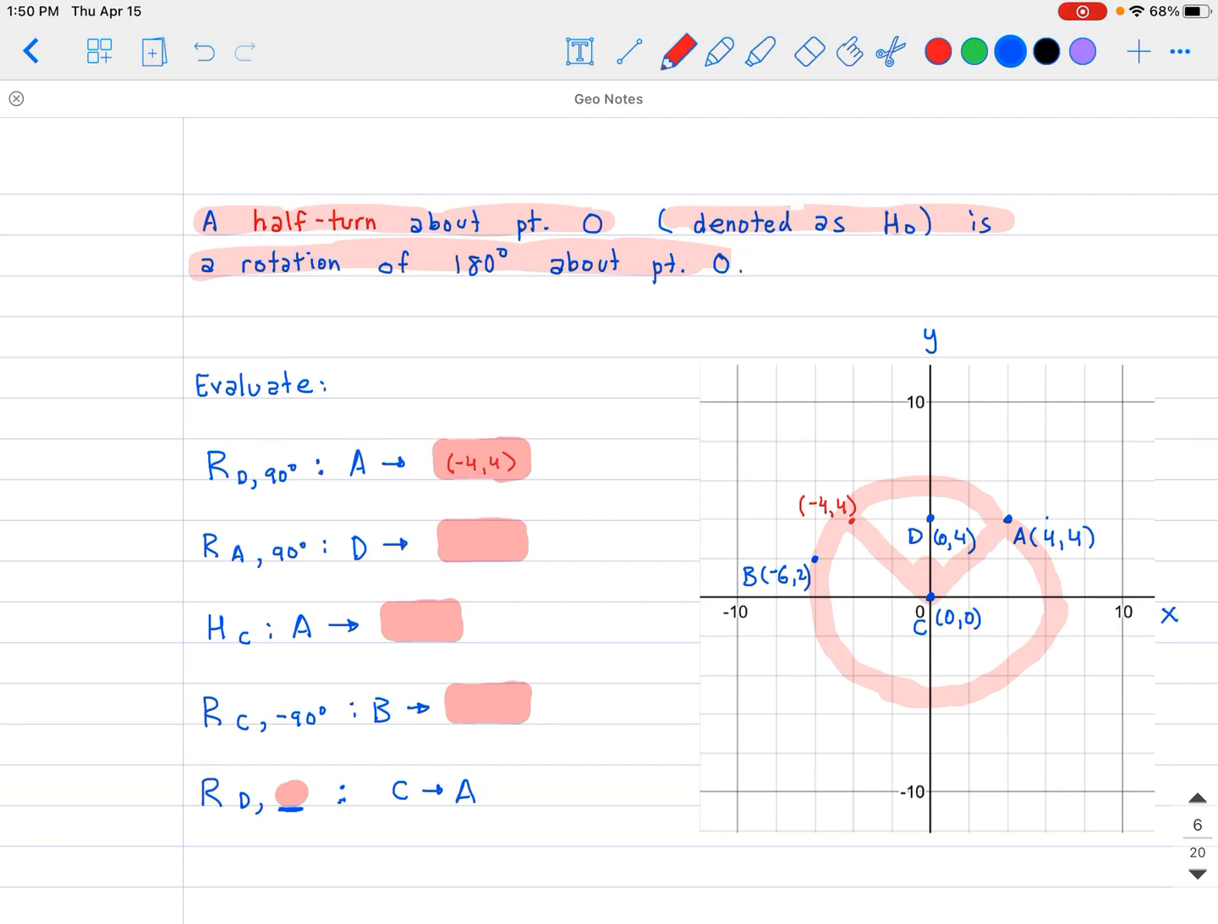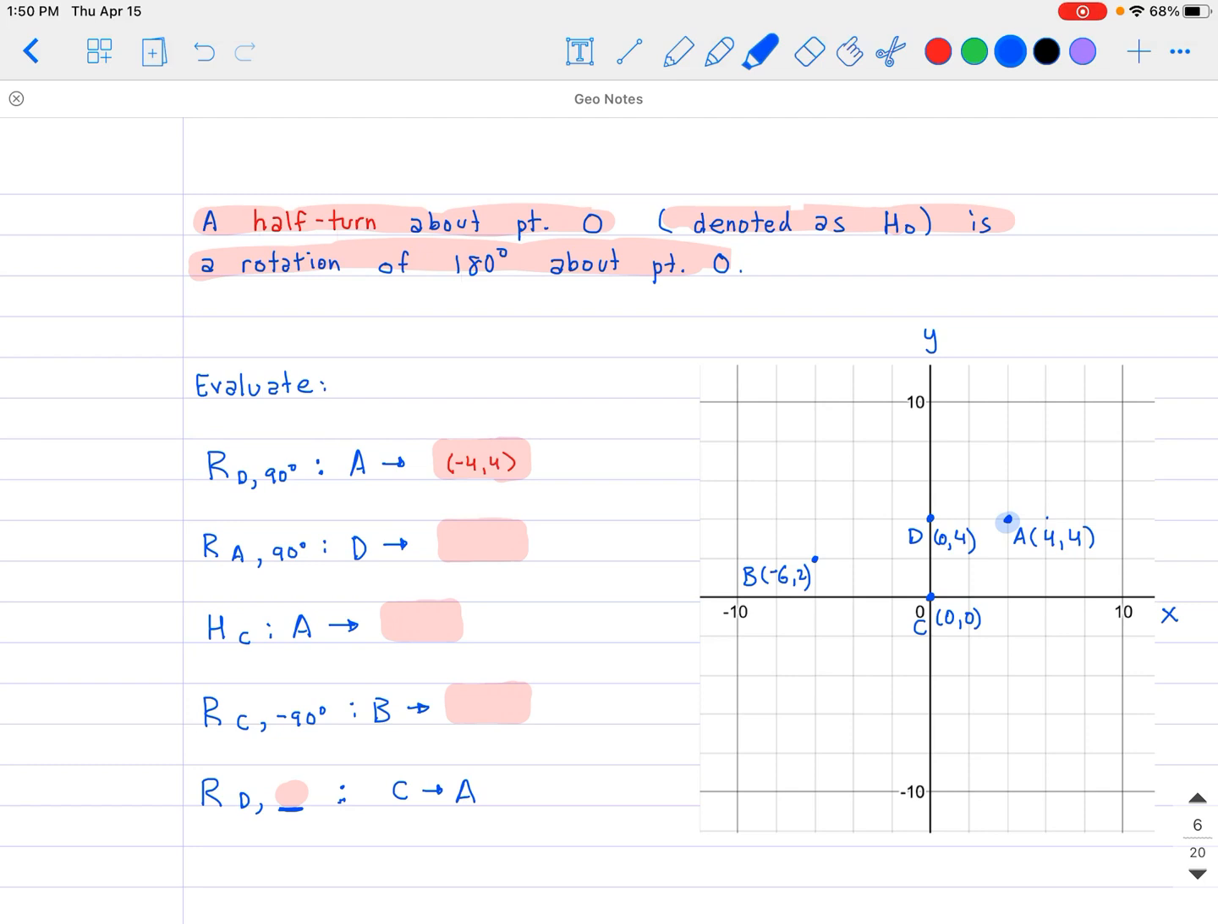Okay. All right. Now let's go to the second one, which says this time I am going to take point D and rotate it about point A by 90 degrees. Okay, so let me go ahead and erase all of these over here. So this time I'm going to take point D and rotate it about, let me erase a little bit more, and there we go.